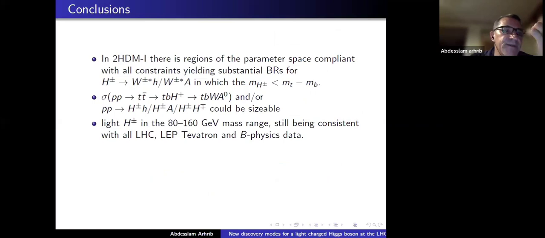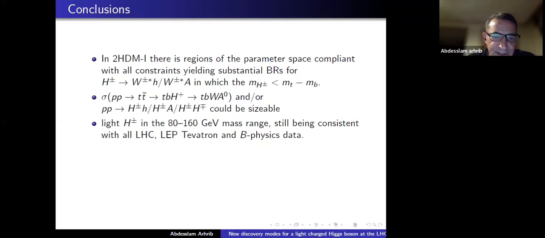Okay, so this brings me to the conclusion. In the type 1 or type X, there is a region of parameter space which is consistent with LEP, Tevatron, and some of the LHC data. And this still does not forbid a quite light charged X, meaning that a charged X lighter than the top mass is still valid. I mean, we should look for it. So this is the main point.